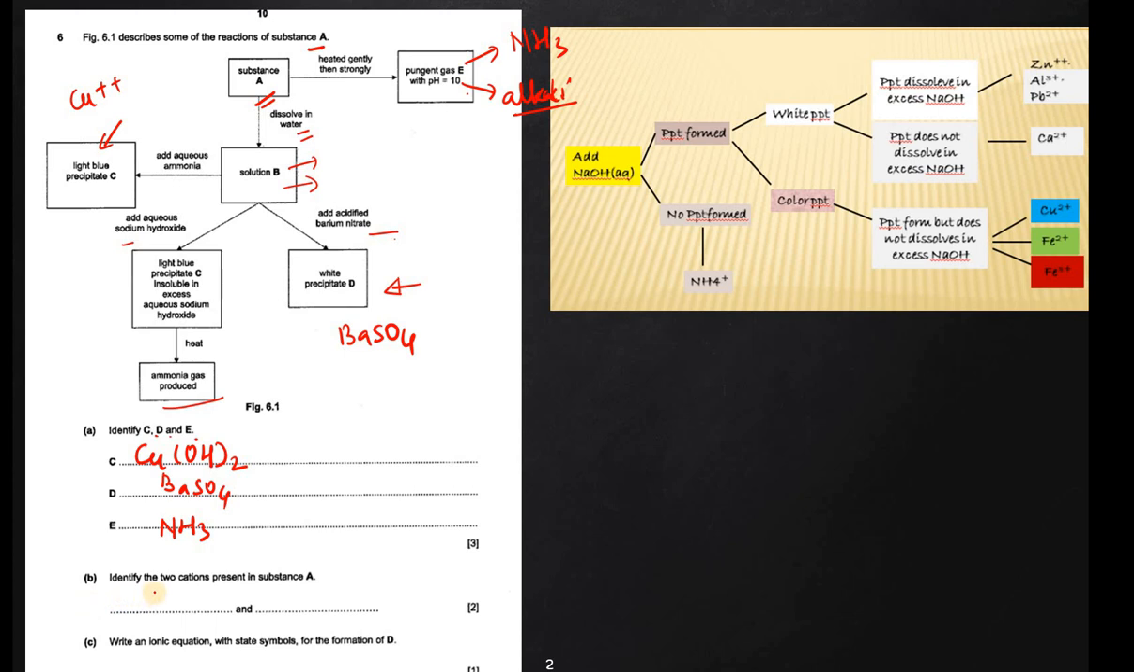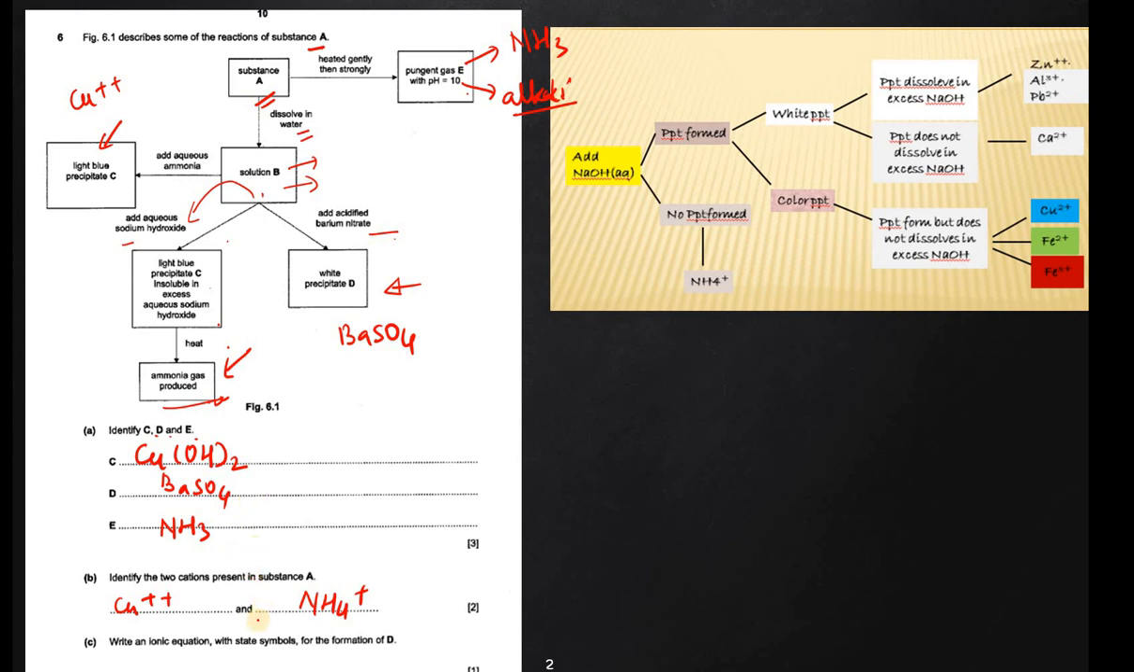Identify the two cations present in the substance. So they are asking what could be the two cations. Already we have discussed, it is definitely Cu2+ copper and ammonium ion. Now why do we think ammonium ion here? Because if you look here, ammonia gas is produced. We have not added any HNO3 here, right? In solution B we have added aqueous sodium hydroxide, and then a light blue precipitate forms which is insoluble in excess sodium hydroxide, and when you heat, ammonia gas is produced. It means definitely there might be an ammonium ion. That's why it is giving you the ammonia here, right? So it will be ammonium ion here.